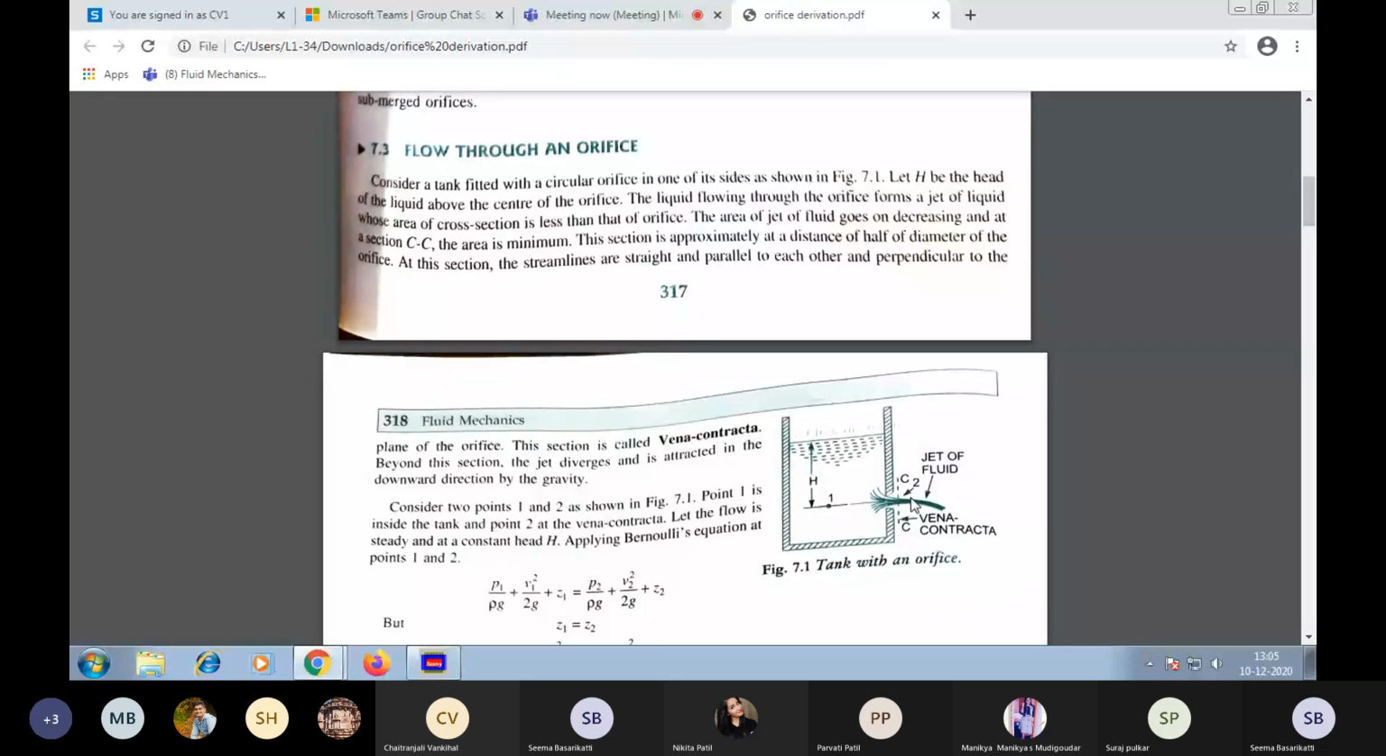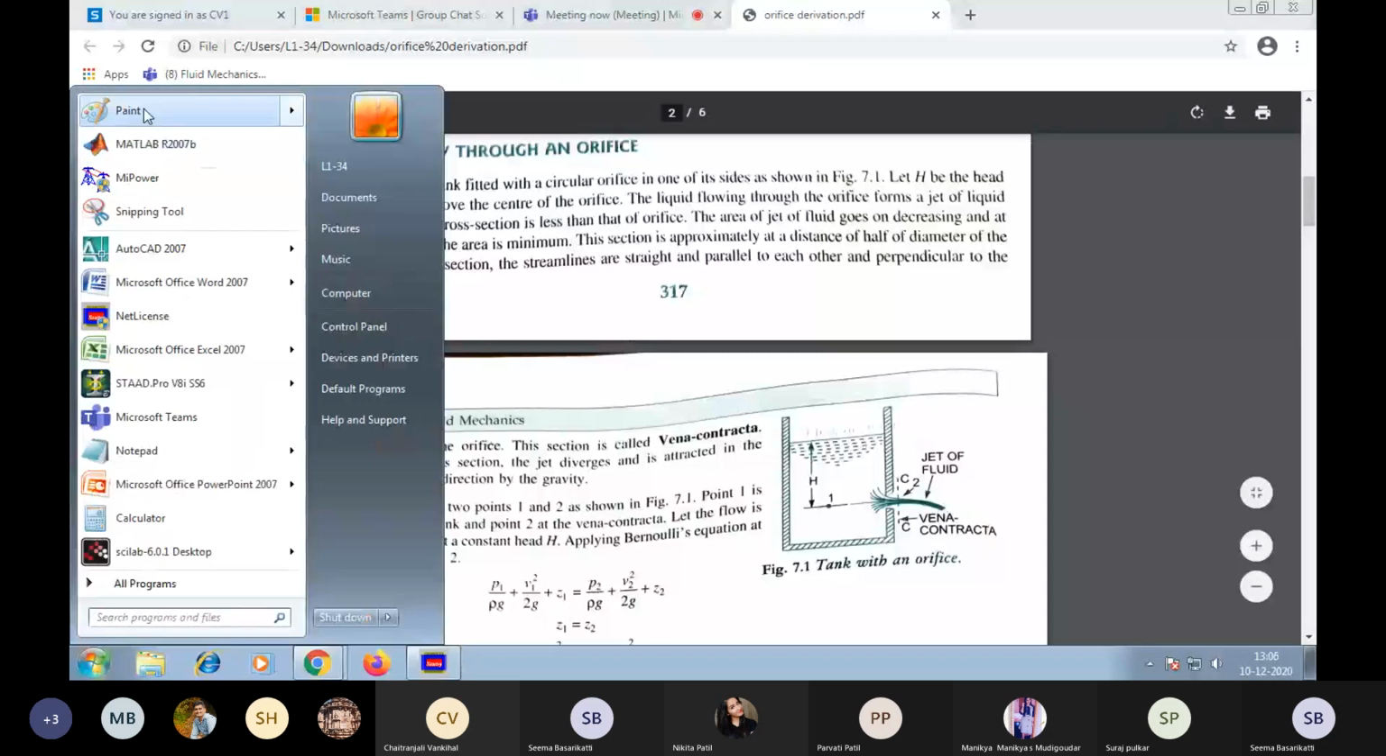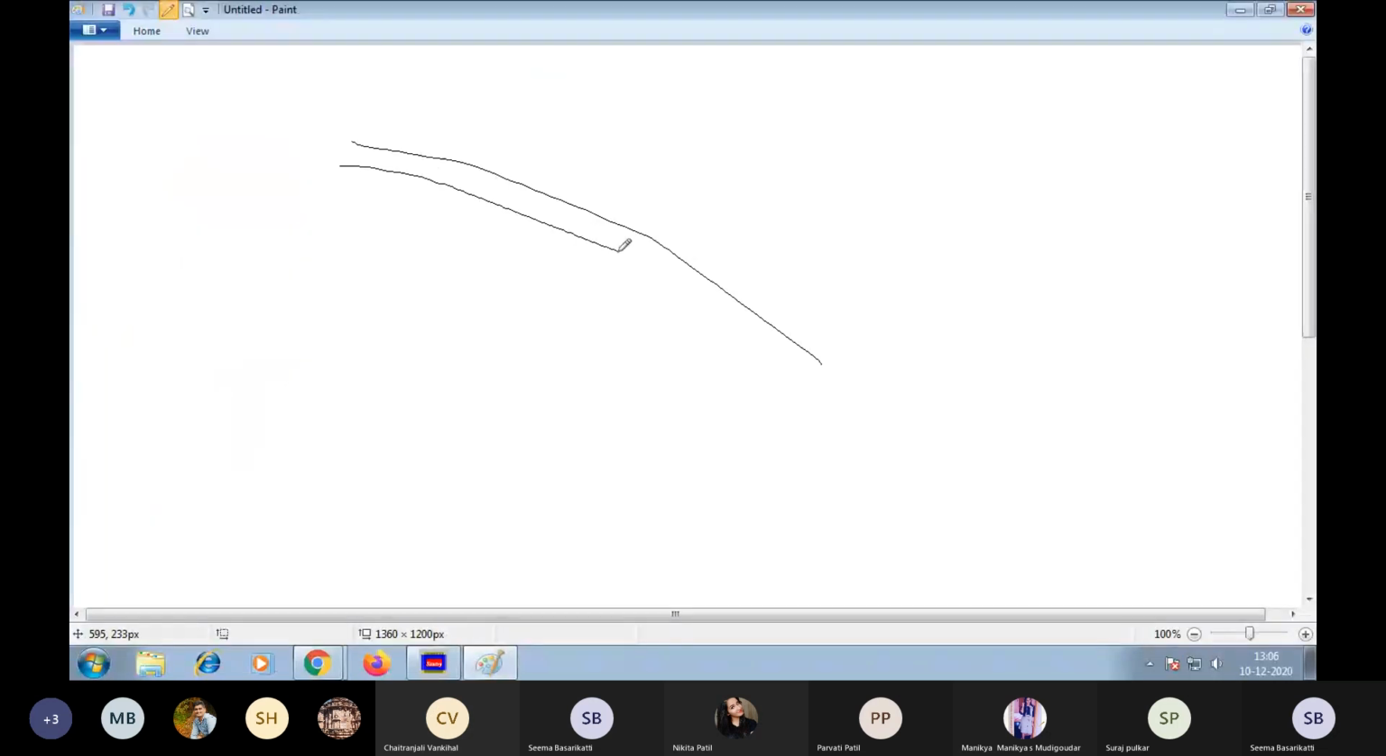Yesterday I said the liquid which is coming out from the orifice is called a jet of fluid or a jet of liquid. The area of the jet is not constant, it is going to reduce gradually. Therefore, at a particular distance, that is 0.5 diameter of the orifice, you are going to see the vena contracta. After that, the contraction will start. Contraction in the sense the diameter of the jet is going to reduce.